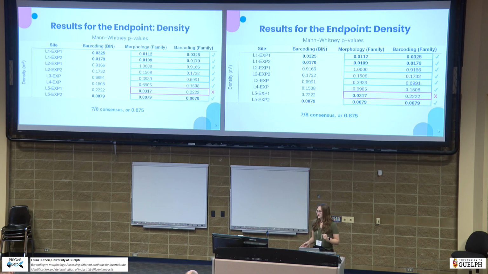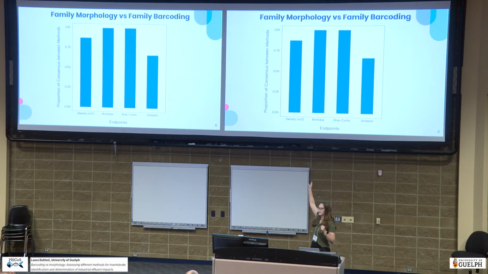So what that leaves us with is 7 out of 8 of the sites that we studied, we see consensus between these 2 methods, which is fantastic. That ratio value you can think of as a 0.875, which we see represented in the first bar of this graph here. So that was our density endpoint that I just walked you through, but now we have the whole 4 other endpoints. So you can see for our richness and Bray-Curtis endpoint specifically, we have 100% consensus. So all 8 out of 8 sites, we got the same results using barcoding and morphology at the family level.